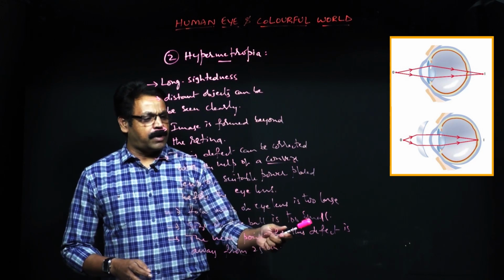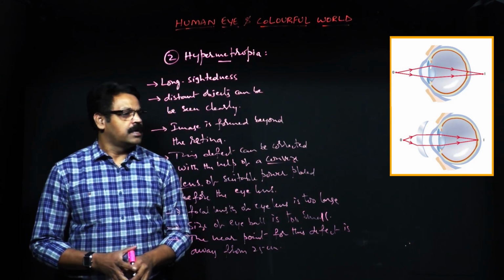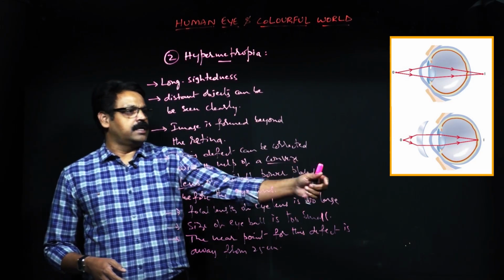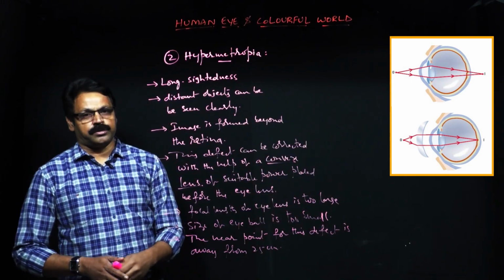So a correction is required, and that correction can be done with the help of a convex lens. So you can look at how the hypermetropic eye has a defect and how it can be corrected with the help of the figure shown.